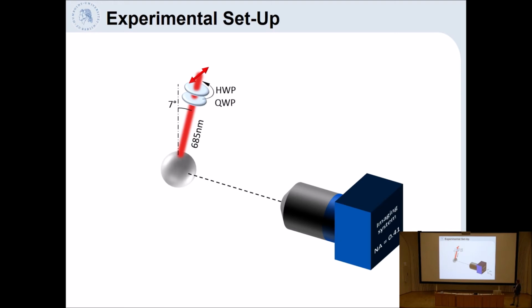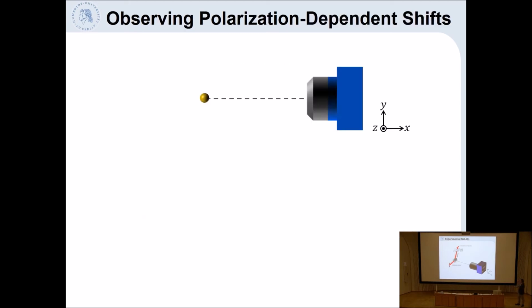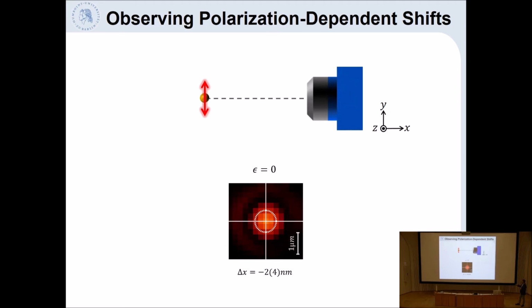And as a reference measurement to know where the particle really is, we send light from the side, which is linearly polarized. So this is our reference measurement. So now observing the position of the particle as a function of polarization, we start by first measuring the point spread function in the linear case, and so this is experimental data, okay?